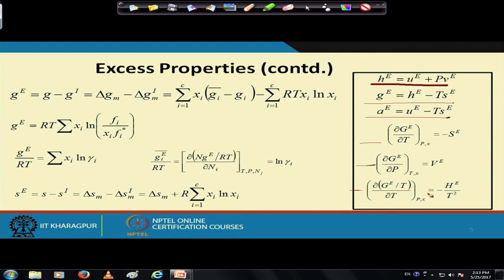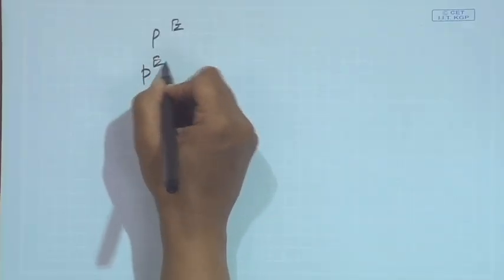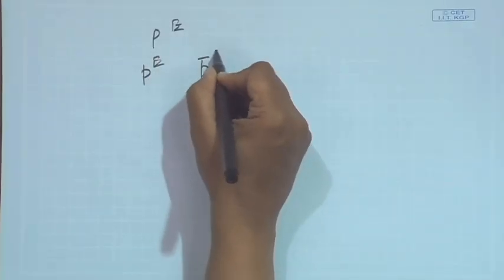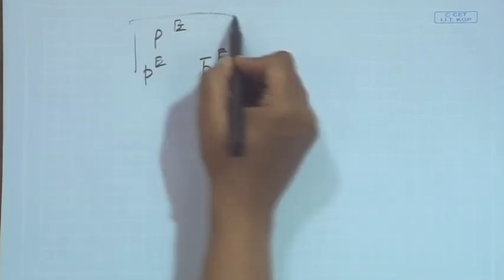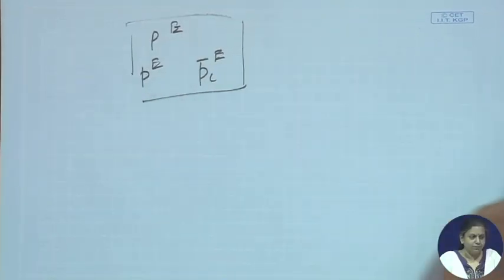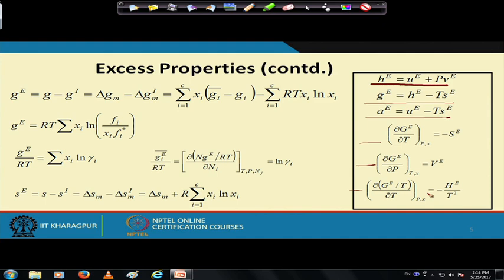Total excess property is given by this, molar excess property is given by this, and partial molar excess property for each component is given by this. So, these are the three symbols that we will be using. We should be a little careful about the symbols, since we are dealing with a large number of properties, right.